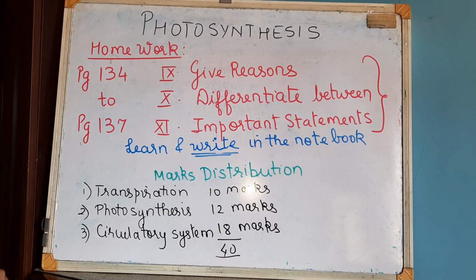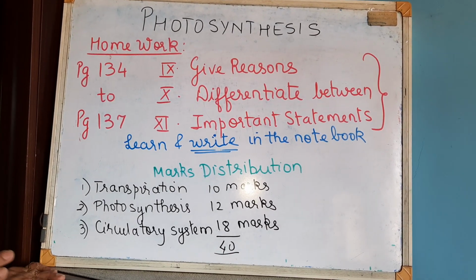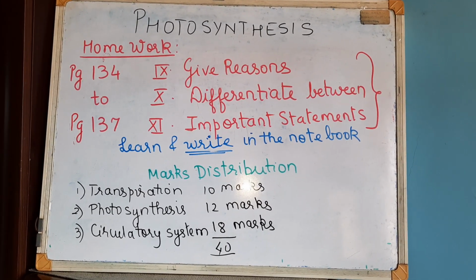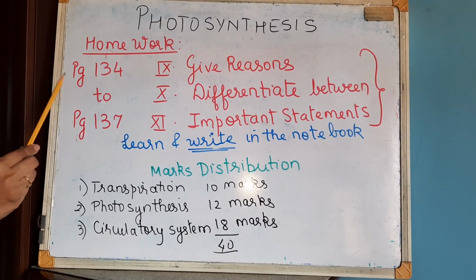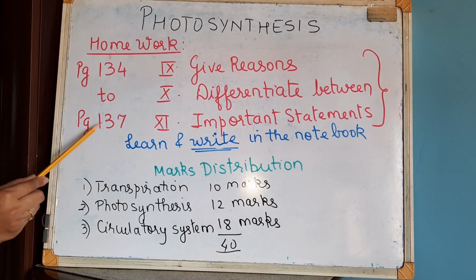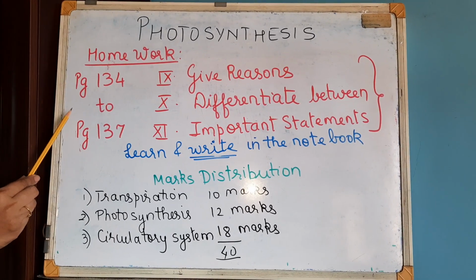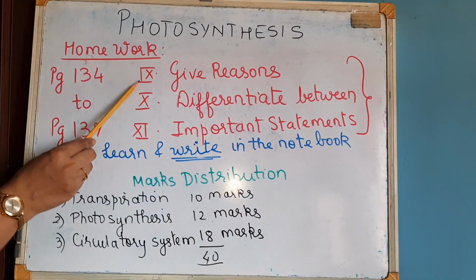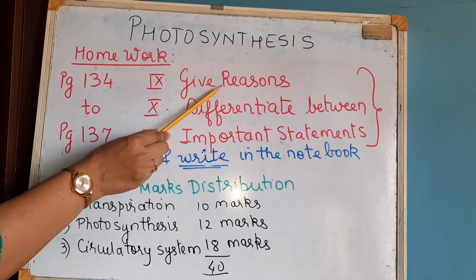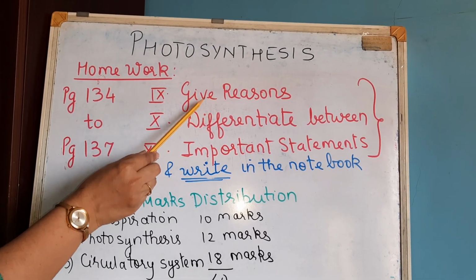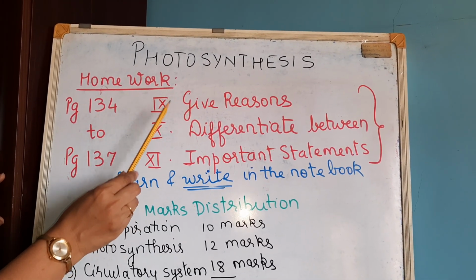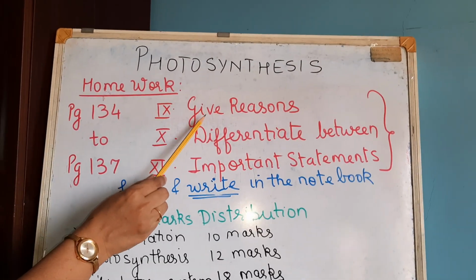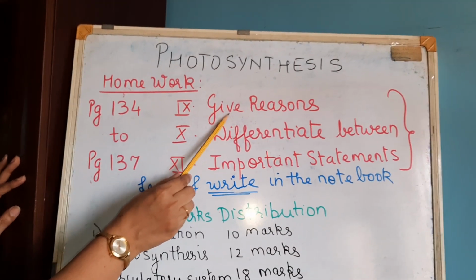Okay, so the paper pattern I have already given to you for 80 marks. On similar lines it will be for 40 marks. Now just note down the homework for photosynthesis, that is page 134 to page 137 of the Anish tutorial textbook. Yes, please, Anish tutorial textbook. Question number 9, all the give reasons you have to write down in the notebook. Now if some of the give reasons you have already written as part of the board questions, then you can skip that. But other give reasons, please learn and write it in the notebook.